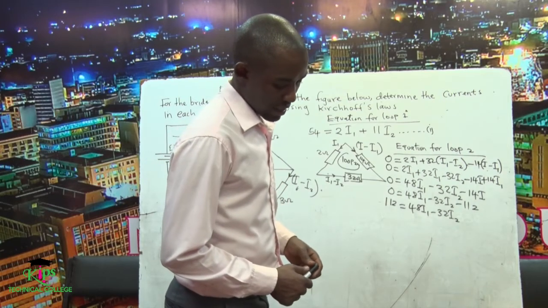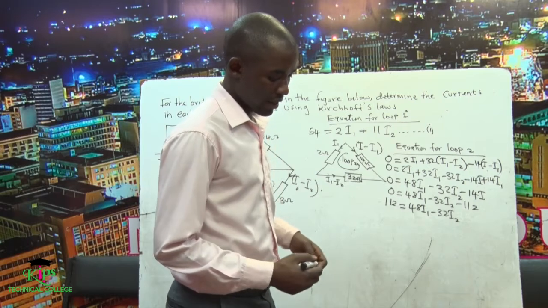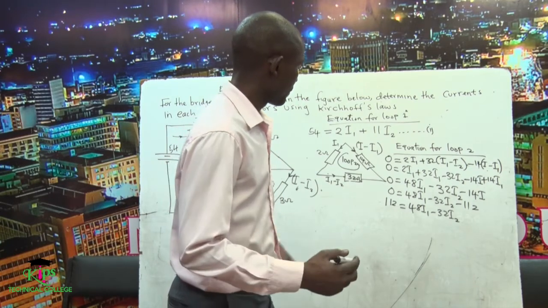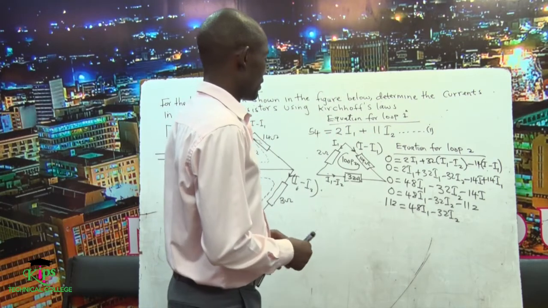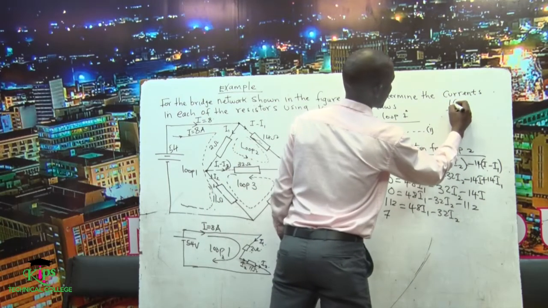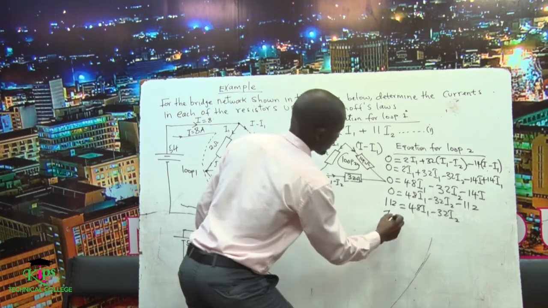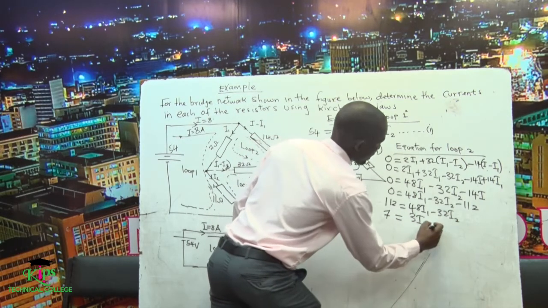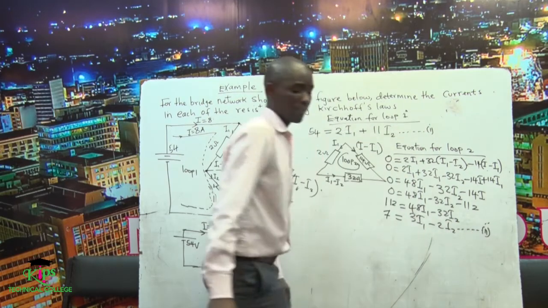If you divide both sides by 16, you will get 7, because 16 times 7 is 112. This becomes 3I1 minus 2I2. So this forms our second equation.